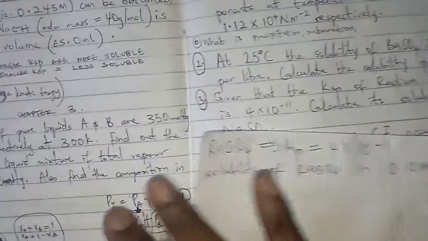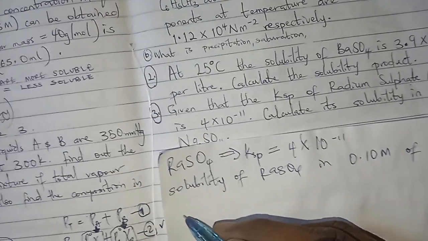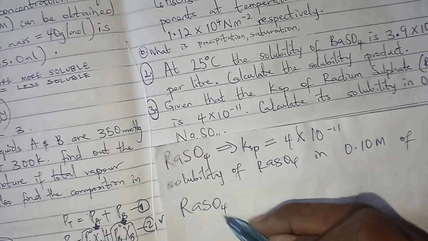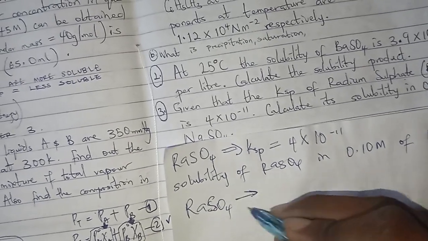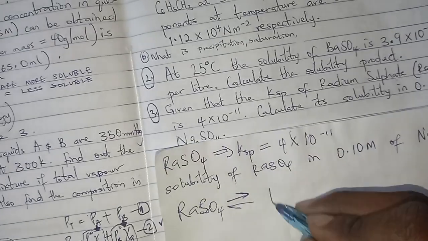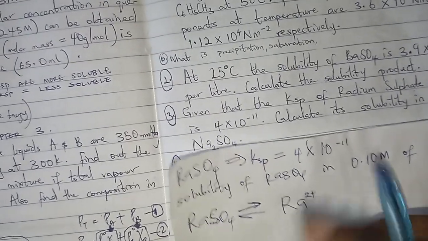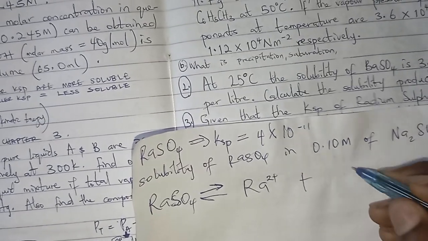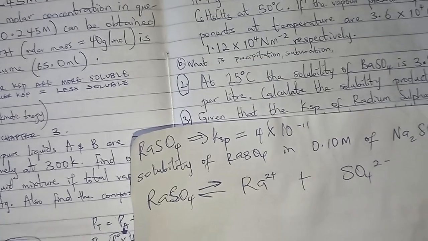So what I will do in this case is to first of all get a solubility equation and a Ksp equation for radium sulphate. So RaSO4 in solution will produce a reversible reaction which will give me Ra2+ plus SO4 2-. That is what it will give me.